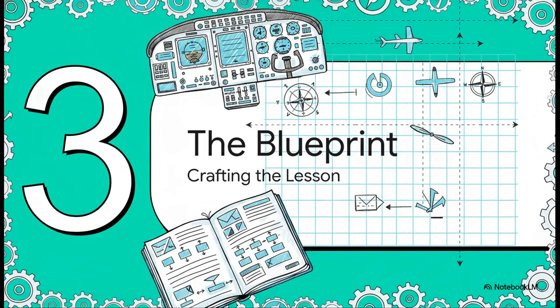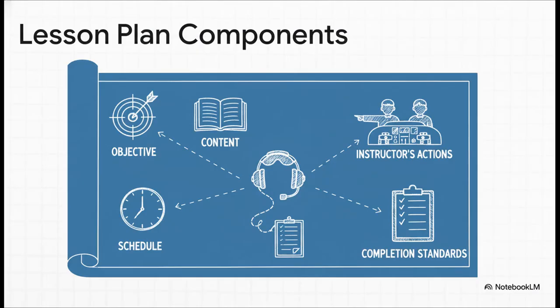So let's focus on that blueprint, because honestly, this is where great instruction happens, in the thoughtful, careful design of each individual lesson. A well-crafted lesson plan is your single most important tool, period. A great blueprint has a few essential parts. It's got to have a clear objective. What will the student actually be able to do by the end? Something like perform a short field landing within 100 feet of the designated point.